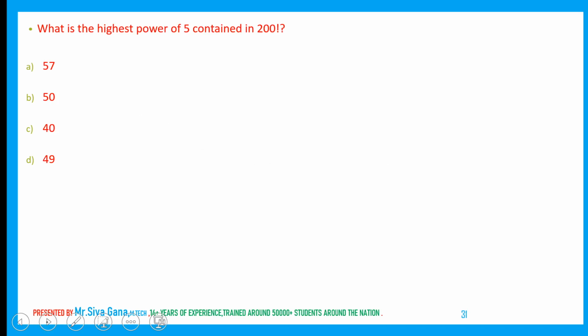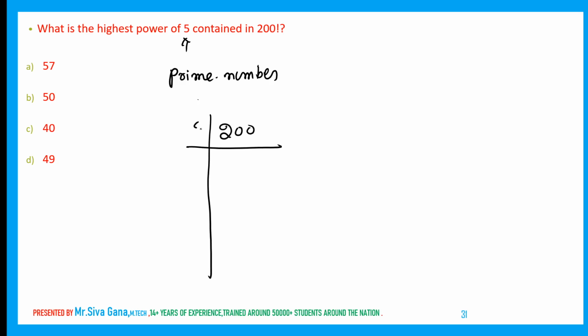What is the highest power of 5 in 2000 factorial? 5 is a prime number. If he is asking about a prime number, this is the process. This also I explained in my video course at length. Divide continuously 2000 by 5. 5 4s are 400, 5 8s are 80, 5 16s are 16, that's it. 400 plus 80 plus 16 and so on, that's it.